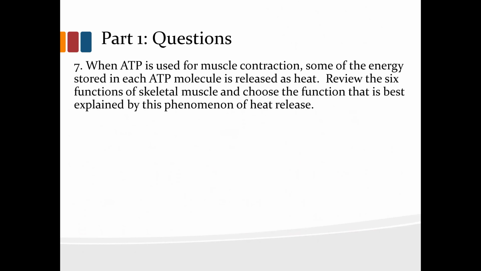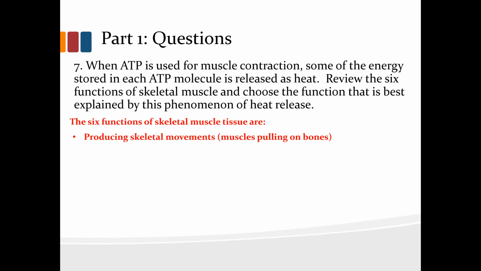Number 7, when ATP is used for muscle contraction, some of the energy stored in each ATP molecule is released as heat. Review the 6 functions of skeletal muscle and choose the function that is best explained by this phenomenon of heat release. So the 6 functions of skeletal muscle tissue are: it helps to produce skeletal movement, so that's caused by the muscles pulling on your bones. It also helps us maintain our body posture and body position, so even when we're not moving, we can still sit and stand still based on muscles.